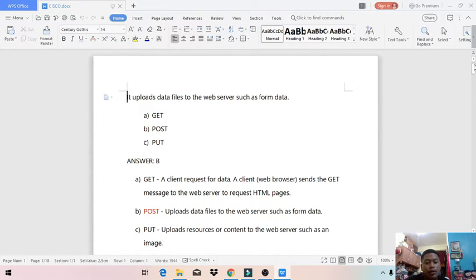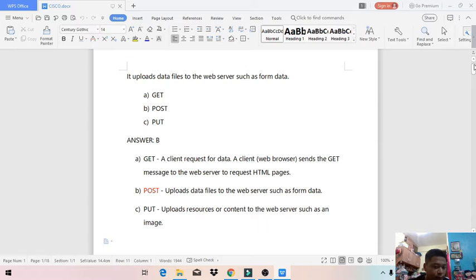So let's start. Number one: it uploads data files to the web server such as form data. The answer is letter B. Why? Because POST uploads data files to the web server, such as form data.